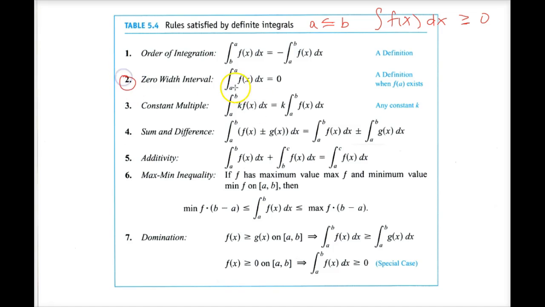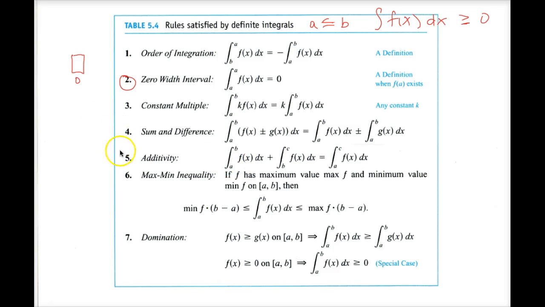So number 2 basically says if the limits of integration are the same, then we basically have a rectangle with width 0, and thus we have no area. The constant multiple, just like we know with summations as well as derivatives, if we have some function being multiplied by some non-zero constant and we need to perform the integral to it, we can pull the constant out. The sum and difference properties basically say if we want to know what the definite integral is of the sum or the difference of two functions, then we can just evaluate the definite integral of each separately and then either add or subtract those answers.